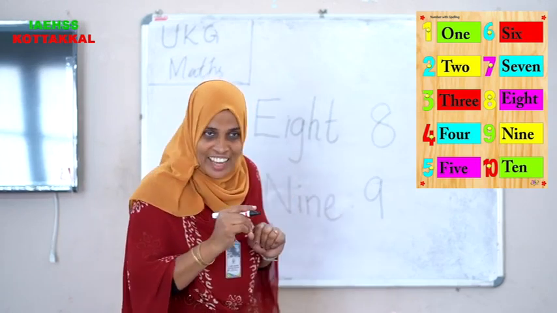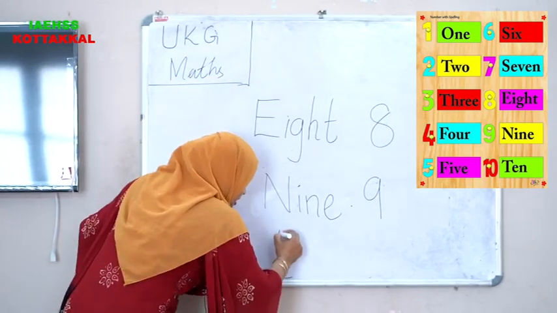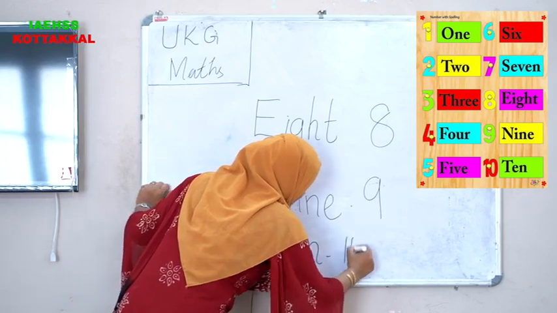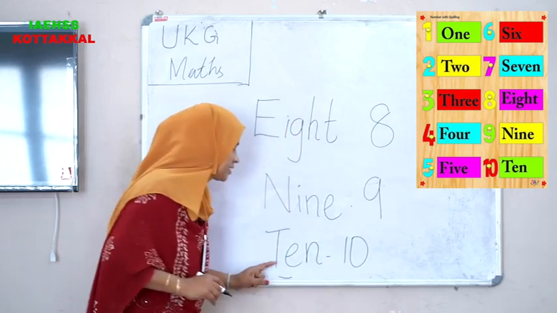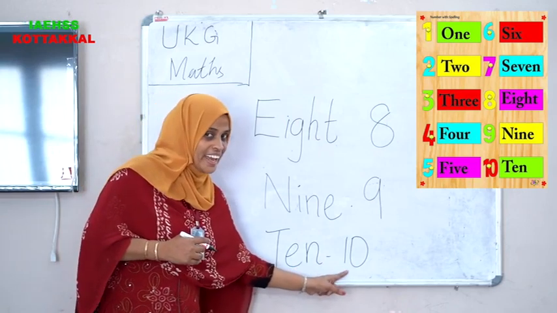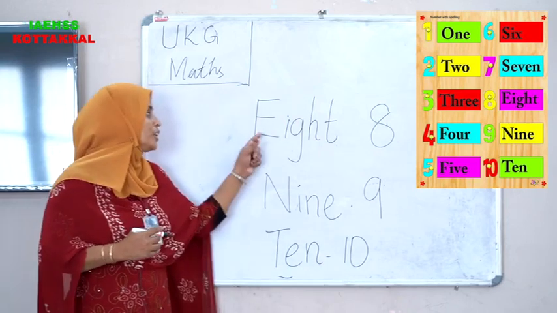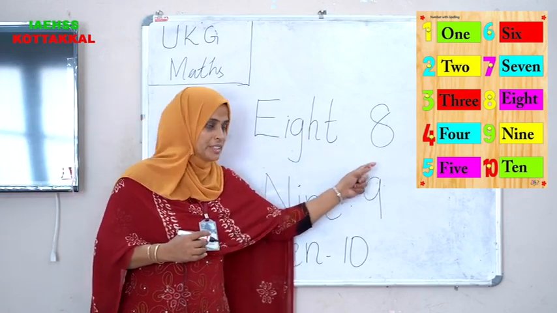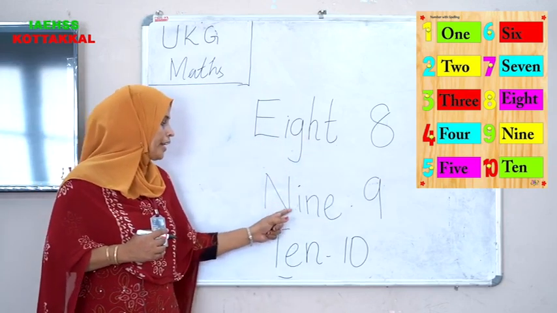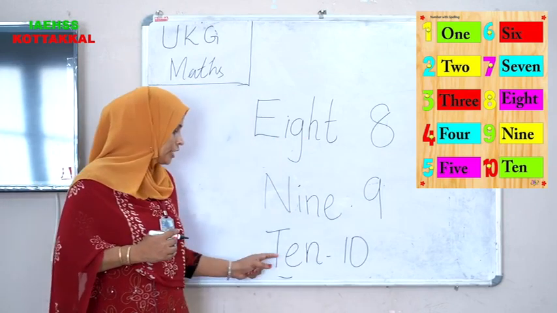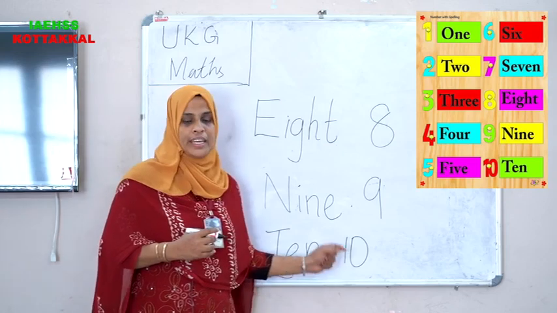Last one. Ten. T-E-N. Ten. All of you read. T-E-N. Ten. E-I-G-H-T. Eight. N-I-N-E. Nine. T-E-N. Ten. All of you.